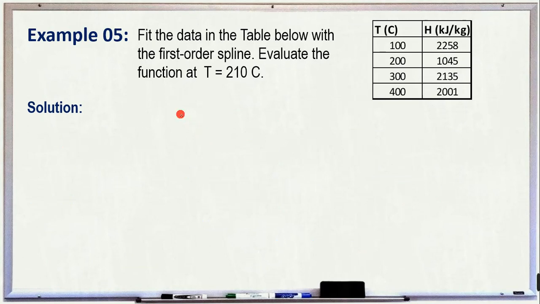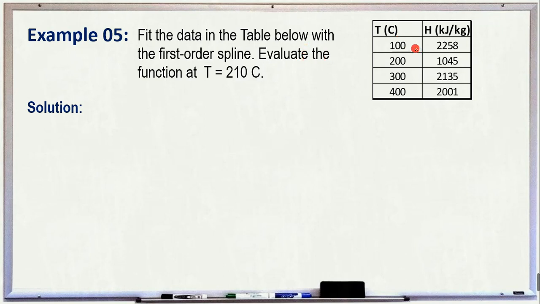Next, we will proceed to our second example for linear spline. The statement is: fit the data in the table below or table on the right with the first order spline. Next, we're going to evaluate the function at t is equal to 210 degrees Celsius.